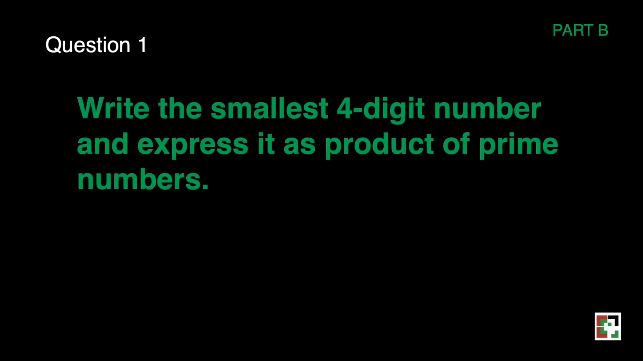Now, let us move to part B. In this part, you have to show your solution and encircle the final answer. We have two questions and it is worth 5 points each. For question number 1, write the smallest 4-digit number and express it as a product of prime numbers. Again, write the smallest 4-digit number and express it as a product of prime numbers.